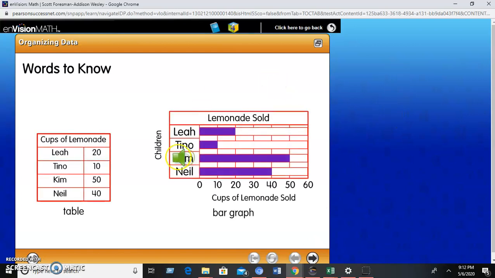Words to know. Say it. Words to know. Table. Table. Bar graph.